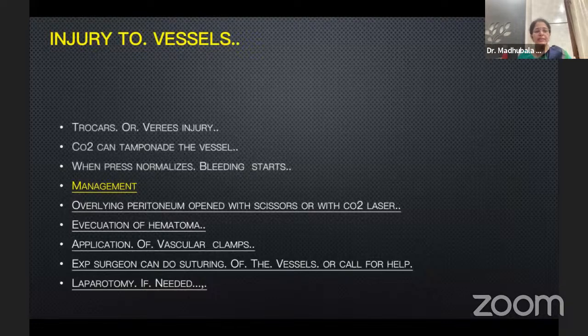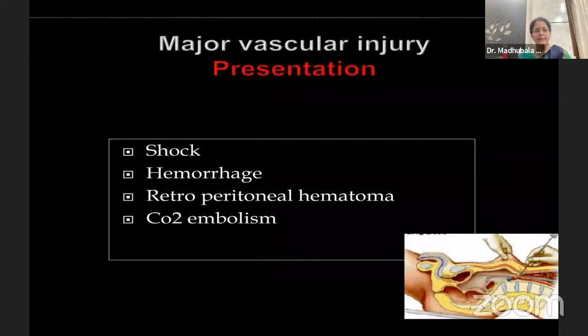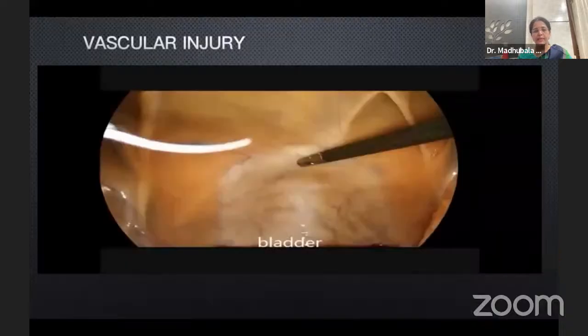So when you have an injury to these vessels, most of the time the carbon dioxide inside the peritoneum can tamponade the vessel, and we will not see it immediately. But only when the pressure normalizes, the bleeding will start. So how to manage? We have to cut open the peritoneum with scissors or with carbon dioxide laser if you have one. Evacuation of hematoma and application of vascular clamps. An experienced surgeon can do the suturing laparoscopically, or definitely we have to call for help, and also a laparotomy if needed. So it can present with shock, hemorrhage, or a retroperitoneal hematoma, and also carbon dioxide embolism.